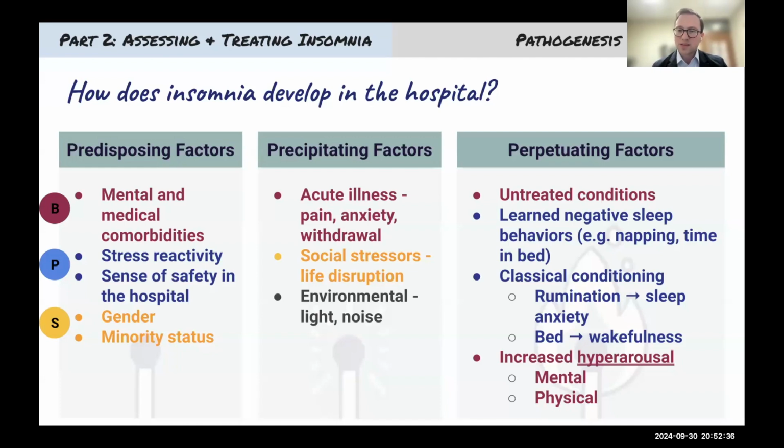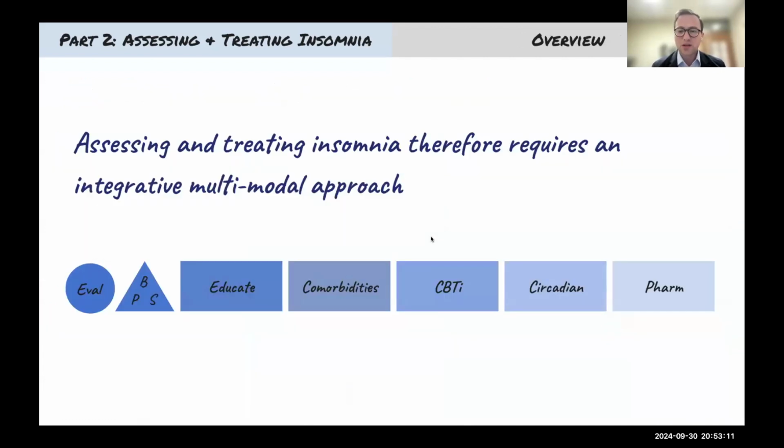Specifically to the hospital, and also commonly, there are various perpetuating factors that we know can lead to insomnia developing, including untreated mental health and physical health conditions. And these can lead to learned negative sleep behaviors, such as sleeping and napping inappropriately. And through classical conditioning, through rumination and anxiety about sleep, the bed can become a conditioned stimulus for wakefulness as opposed to a stimulus for sleep, which may in turn lead to hyperarousal both physically and mentally, which all may perpetuate insomnia in the hospital.